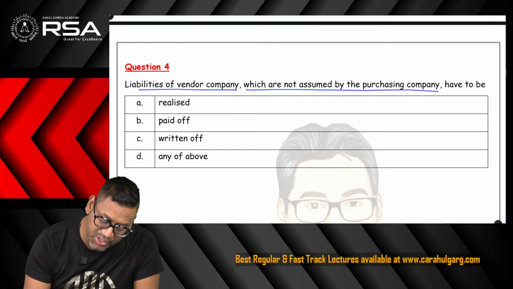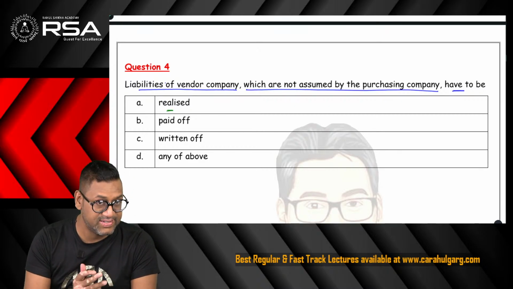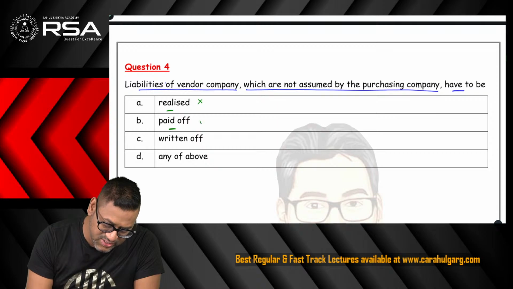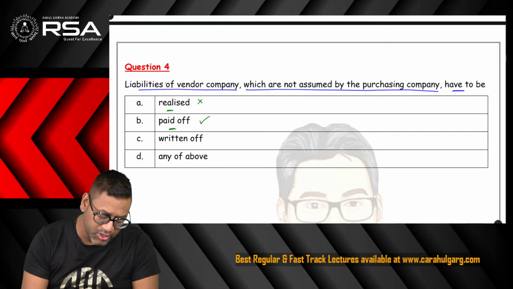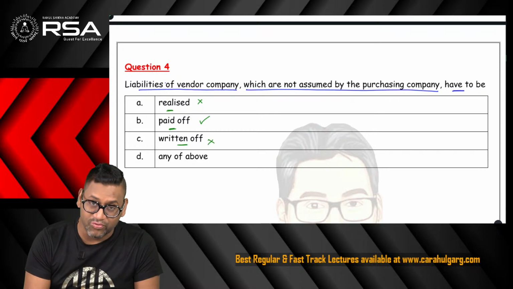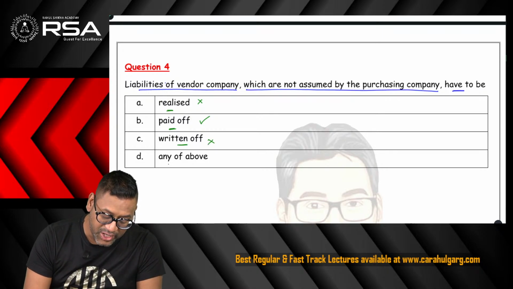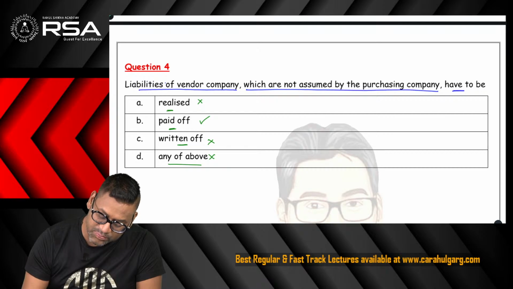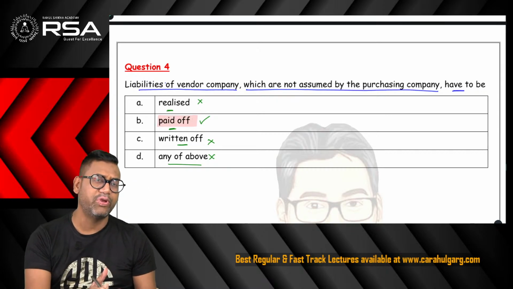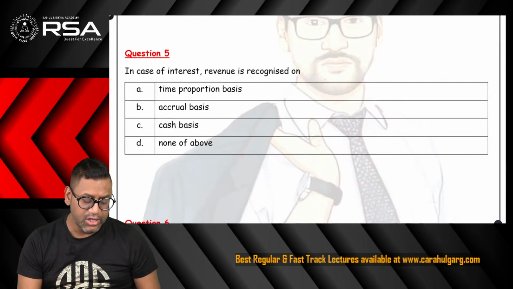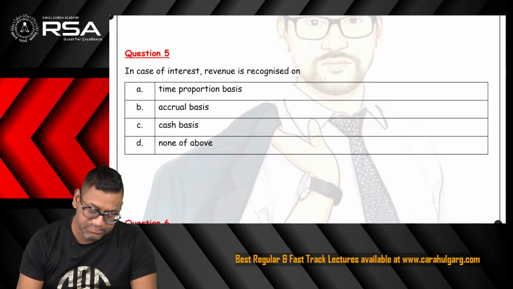Various options are being given: either realized, assets are realized, paid off. Yes, this is the correct answer. The liabilities which have not been taken by the purchasing company, obviously you need to pay them off. They're saying written off, no, you can't write it off, the liability will not leave you, and any other, no. So the correct answer is paid off. Any liability which has not been taken over by the purchasing company obviously has to be paid by the vendor company, puttar.